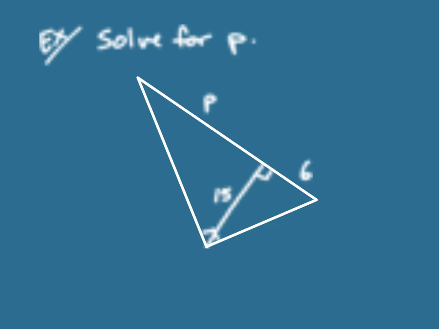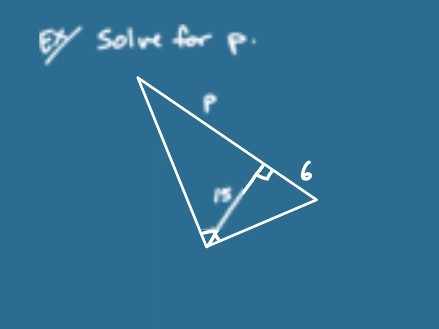Here's an example of a typical problem that you'll run into when you're doing right triangle similarity. The goal of this is to solve for the side length of P. Now, what I want to do is take a look at what you have. You're given the small leg and the big leg of your small triangle. You have the small leg and you're looking for the big leg of your medium triangle. So watch how I do this.